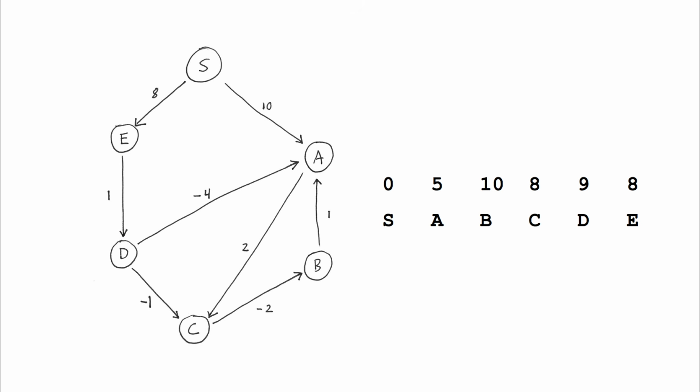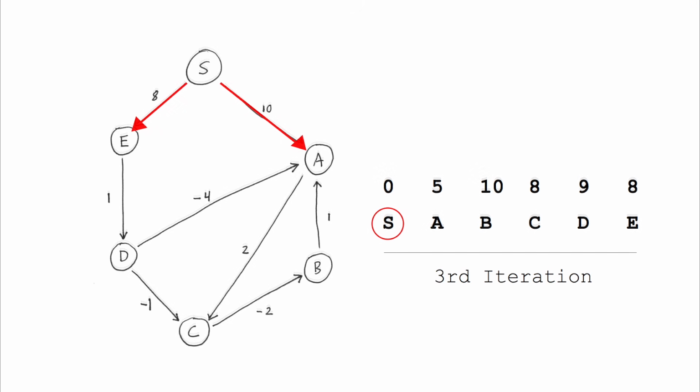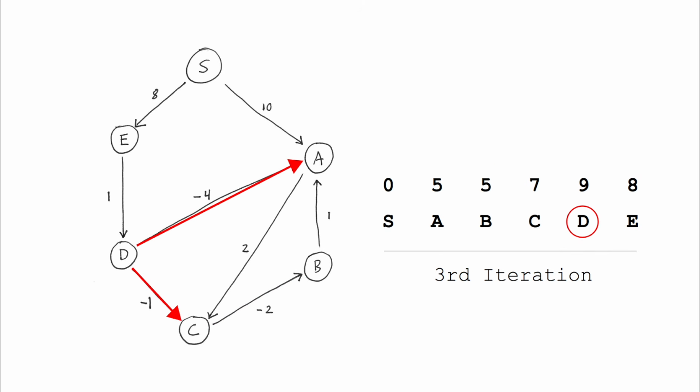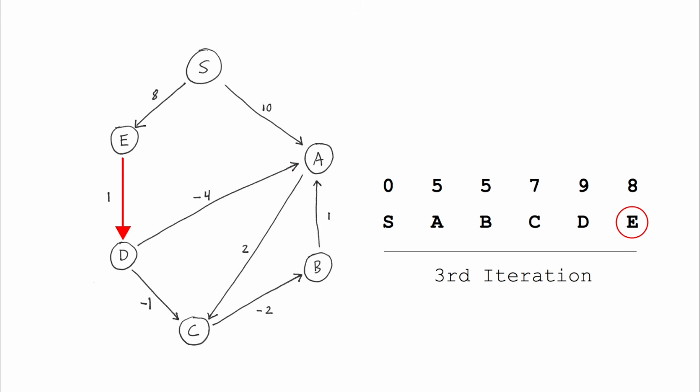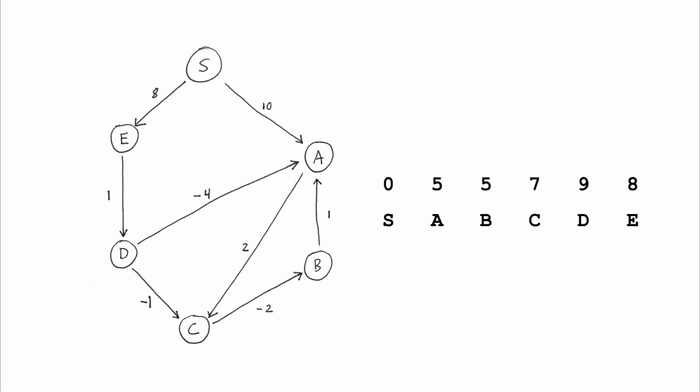I hope by now you see the pattern. I'm going to let iteration 3 run without the voiceovers. Here's our shortest path values after iteration 3. We're ready for iteration 4.